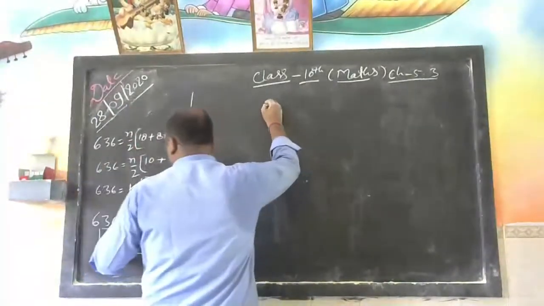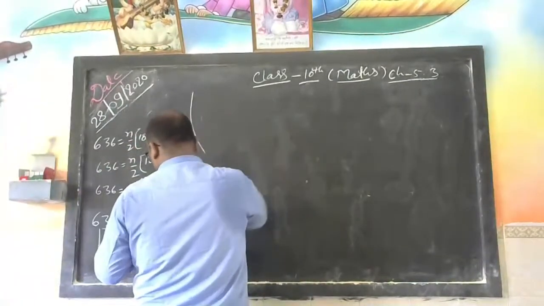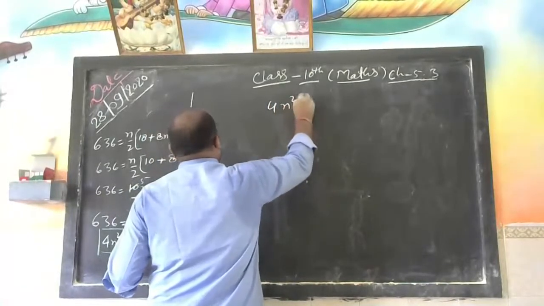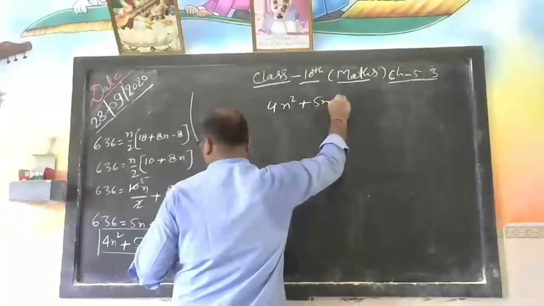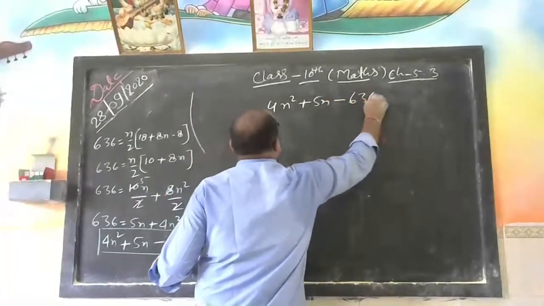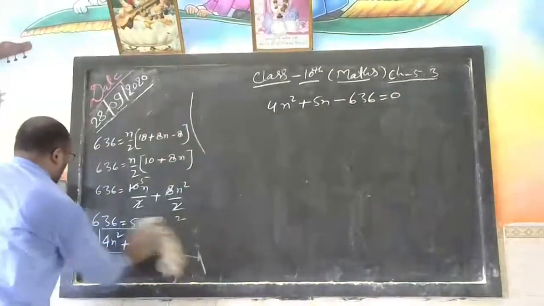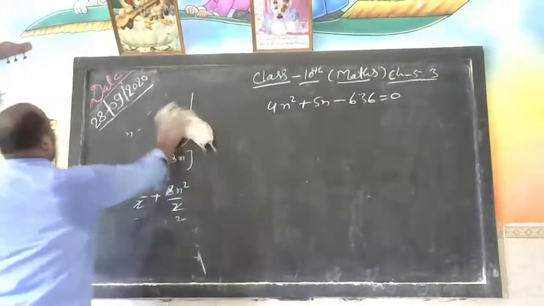Now it is your 4n square plus 5n minus 636 equal to 0. It is your quadratic equation.